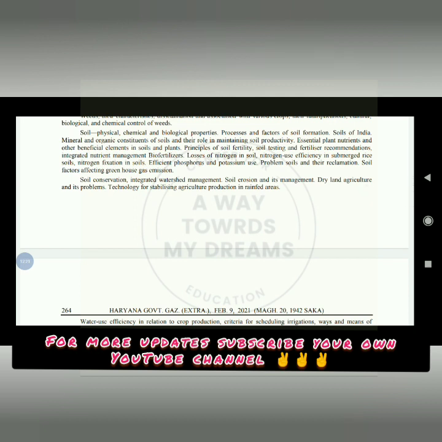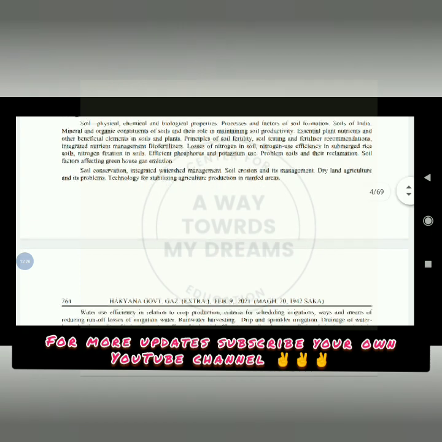management, soil erosion and its management, dryland agriculture and its problems, technology for stabilizing agricultural production in rain-fed areas.